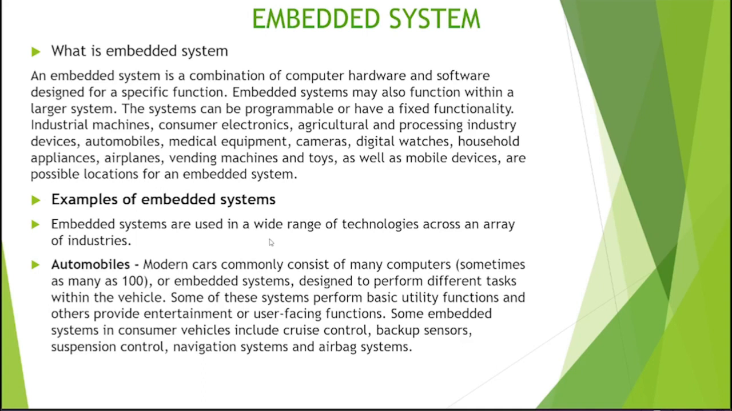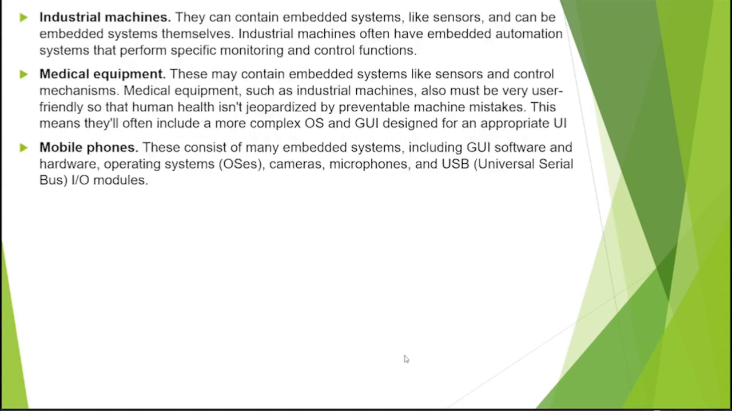Embedded systems are used in a wide range of technologies across many industries. Automobiles. Modern cars commonly consist of many computers or embedded systems designed to perform different tasks within the vehicle. Some of these systems perform basic utility functions and others provide entertainment or user-facing functions. Some embedded systems in customer vehicles include cruise control, backup sensors, suspension control, navigation system, and airbag system. Industrial machines. They can contain embedded systems like sensors and can be embedded systems themselves. Industrial machines often have embedded automation systems that perform specific monitoring and control functions.